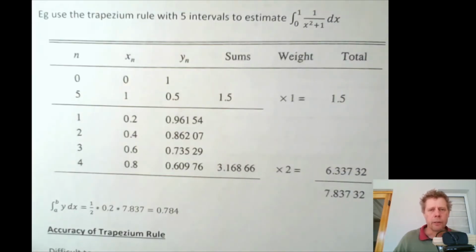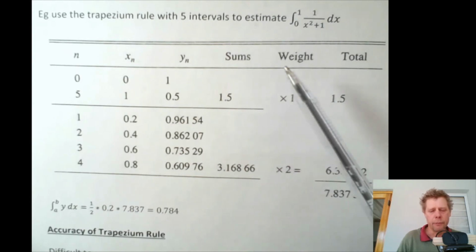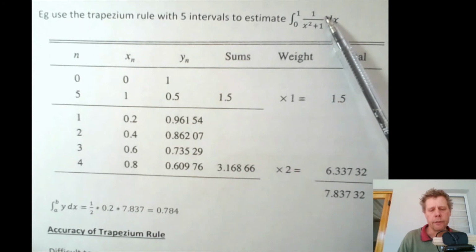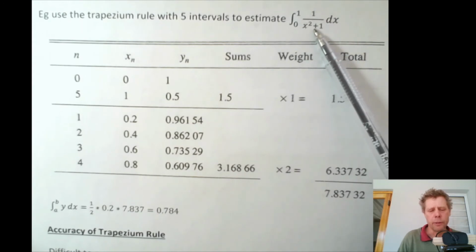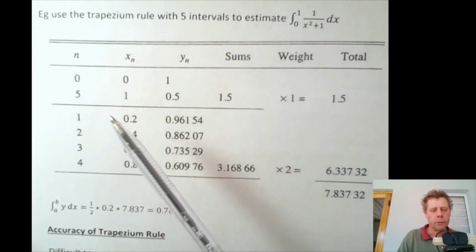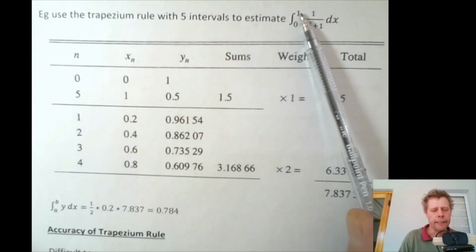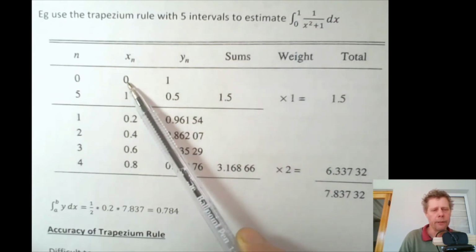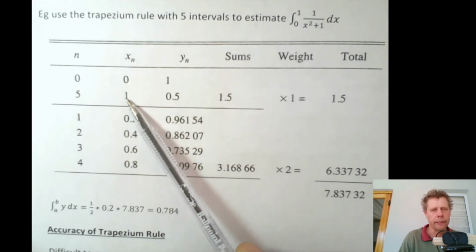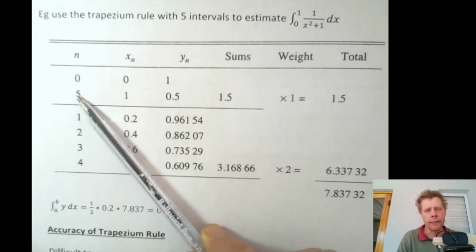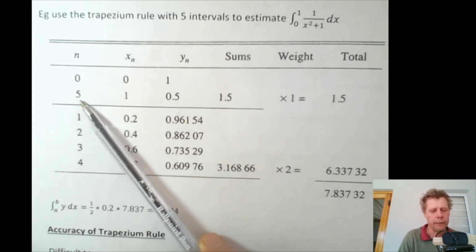Using our example, we're now going to implement the trapezium rule in a practical way. We've been asked to integrate from 0 to 1 of the function 1 over x squared plus 1. First of all, we see that the x naught value is 0 and the xn is 1. That's our start and that's our end. We've been asked to do it over 5 intervals, so n equals 5.